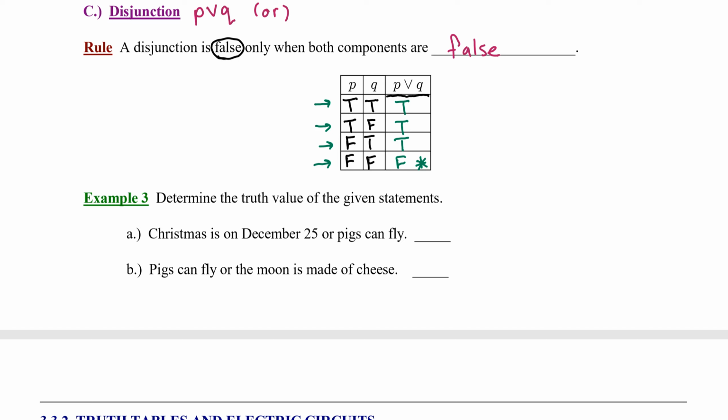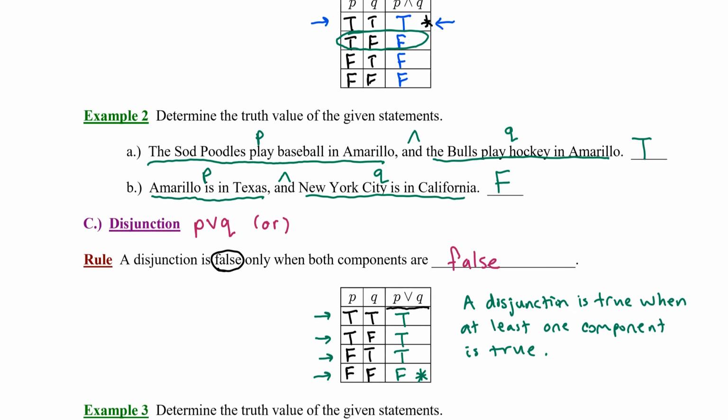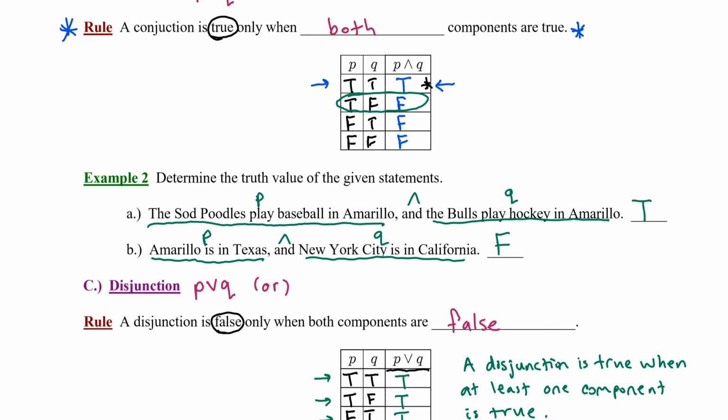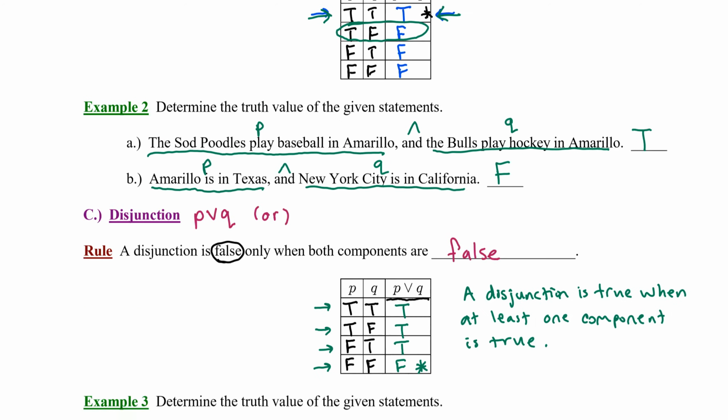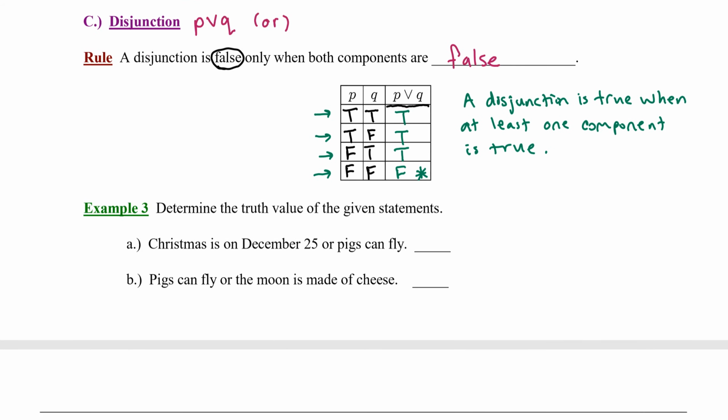Another way to think of this in general, you could observe a disjunction is true when at least one component is true. Notice how that's different from the conjunction, right? The conjunction, which is a stronger connective, has to have both sides true in order to get a true result for the compound statement. Whereas a disjunction is going to be true when at least one component is true.